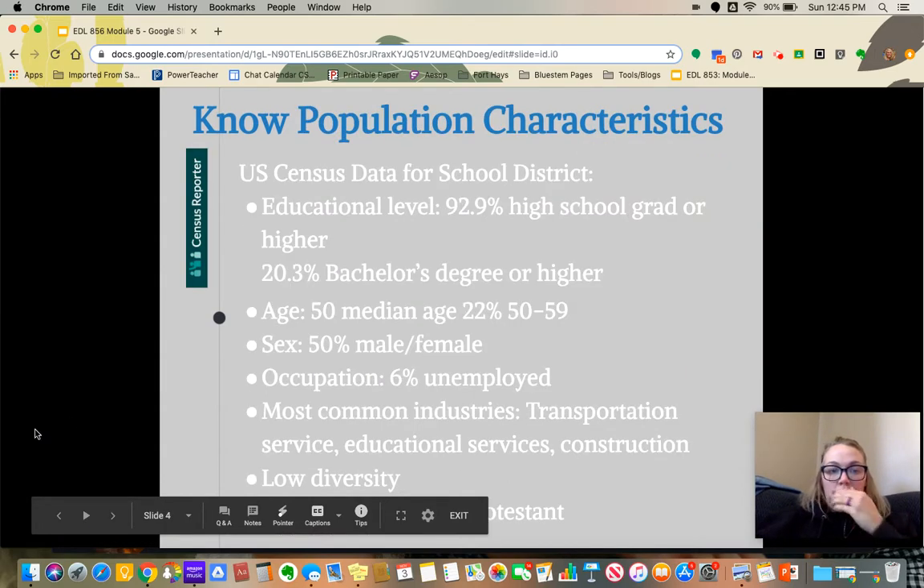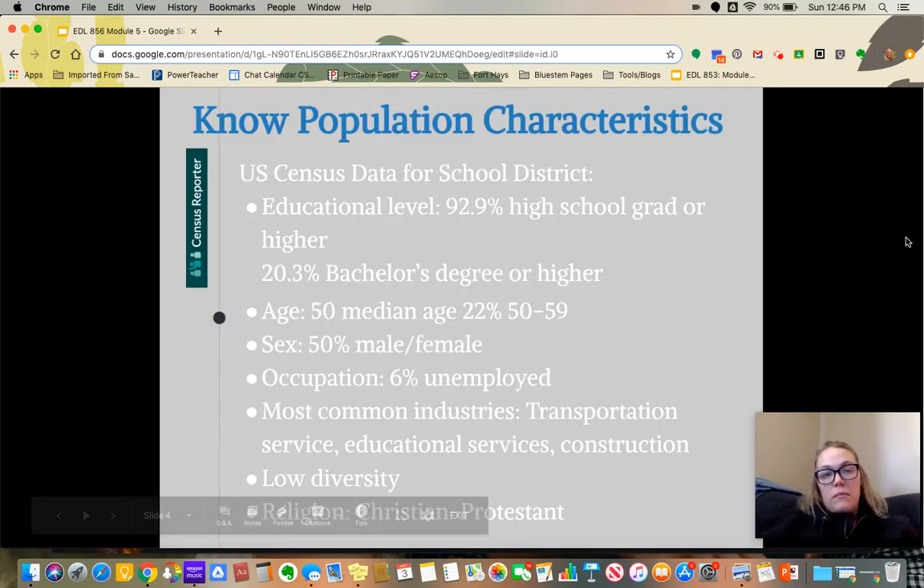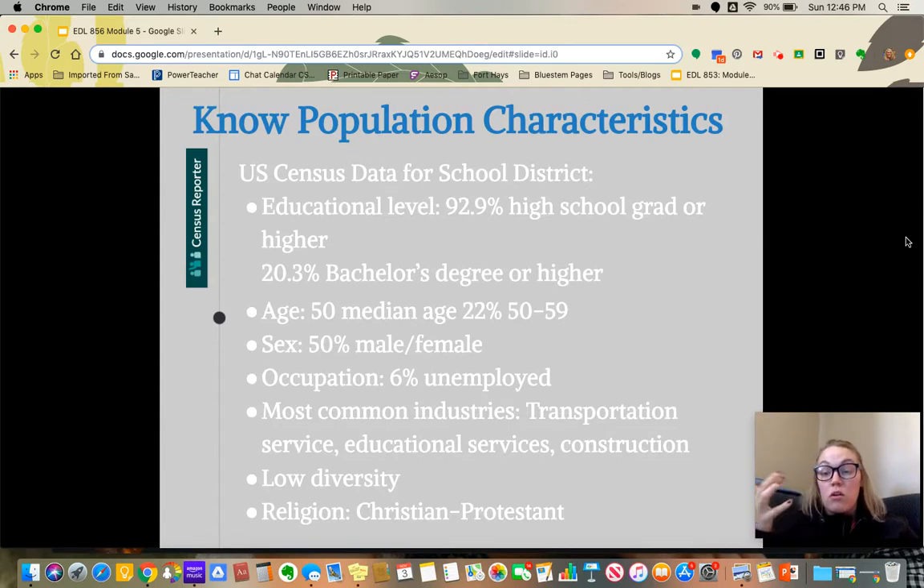Next is knowing the population characteristics. Like I said before, a lot of our kids are rural kids. With the population characteristics, what I noticed is that we have a lot of people who have some college, but don't have that bachelor's degree. So it may be like a trade school or those kinds of things. We do have an older population within our community, and I'm going to talk more about that when I get into kind of our politics of our community as well.